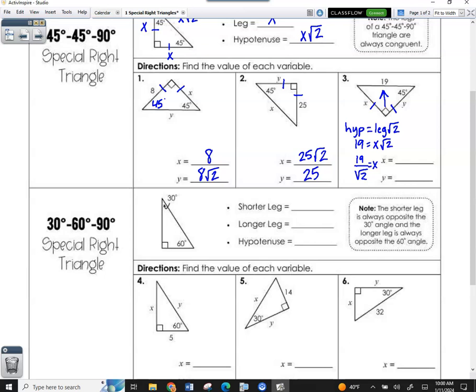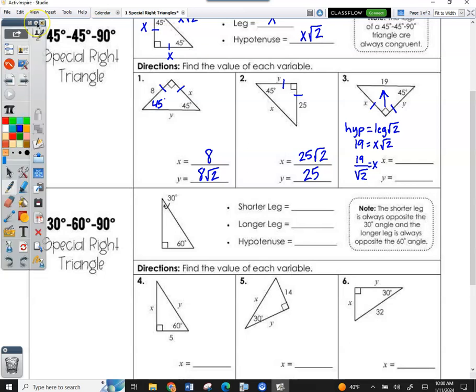That is unethical. So we're going to multiply by a designed fancy 1. That 1 is root 2 over root 2, if you recall this. And that's to get rid of the radical in the bottom.